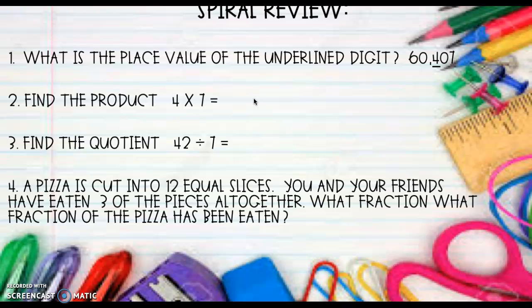And your fourth problem is talking about one of Miss Washington's favorite foods, which is pizza, right up there with hamburgers. The problem says a pizza is cut into 12 equal slices. You and your friends have eaten 3 of the slices all together. What fraction of the pizza has been eaten? So you have 12 equal slices. You and your friends have eaten 3 pieces all together. What fraction of that pizza has been eaten? You have to figure it out and tell me. But you're all smart, so I know you can do it.